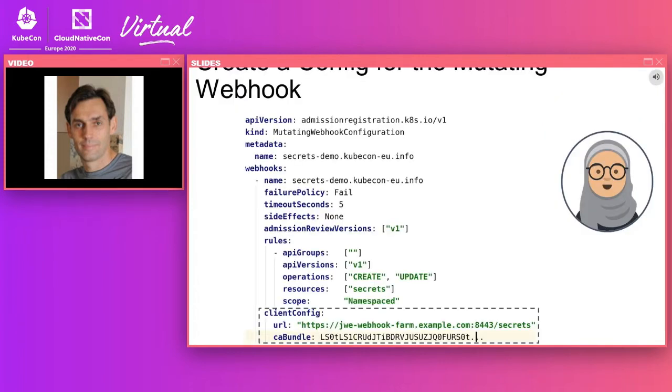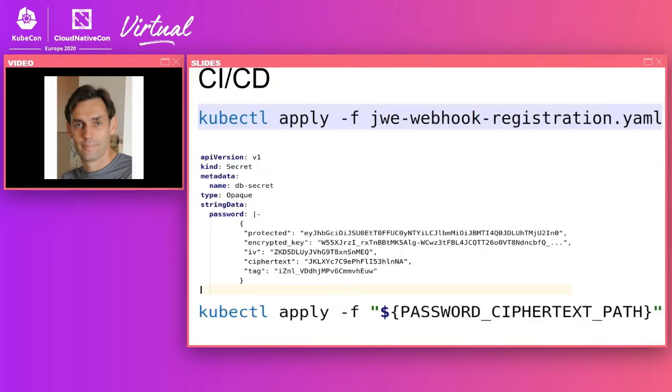Now that the infrastructure prerequisites are out of the way, the cluster admin is ready to create the configuration document for the JWE webhook and check it into the Git repo. The next time the CI/CD pipeline runs, two things should happen. First, the JWE webhook will be registered with the KubeAPI server. And secondly, the secret that contains the JWE envelope will be applied to the configuration of the cluster.